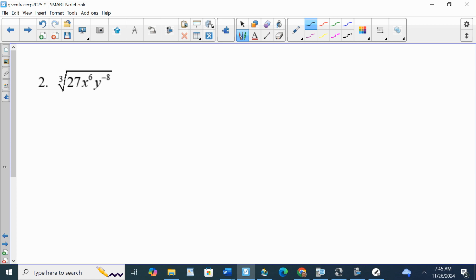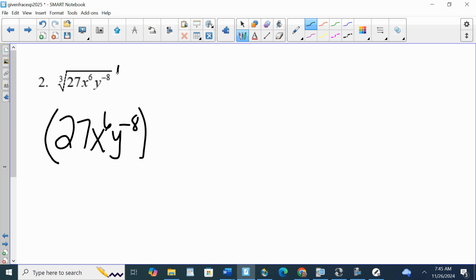Radicals are fractional exponents. Yes, I see a radical. So whatever's inside the radical, I put into parentheses. Power over the root is 1 over 3. Get rid of parentheses. So I have 27 to the 1/3 power.